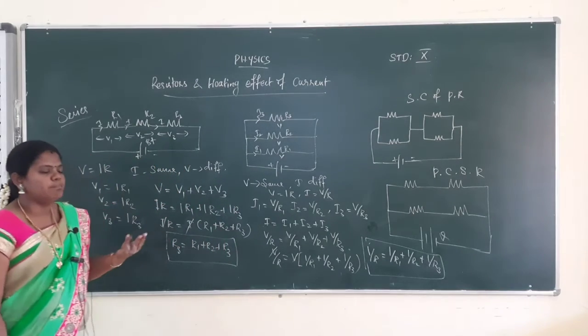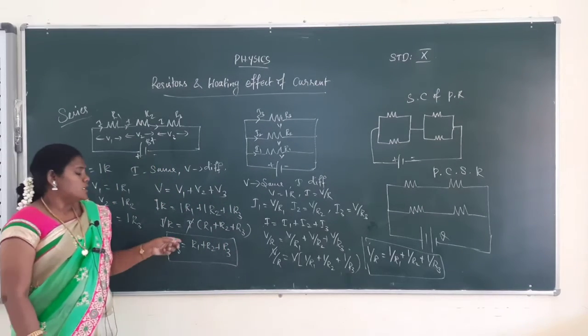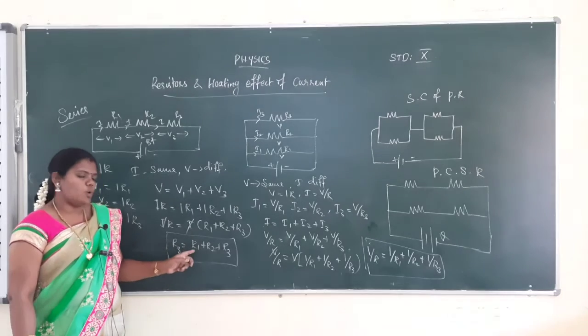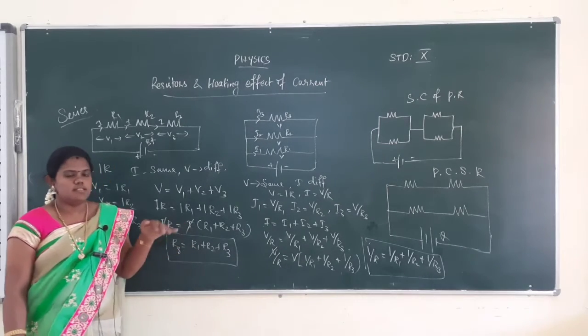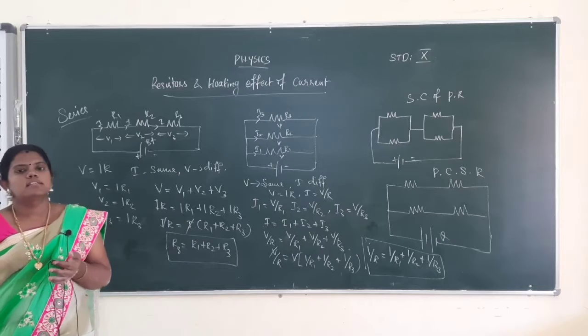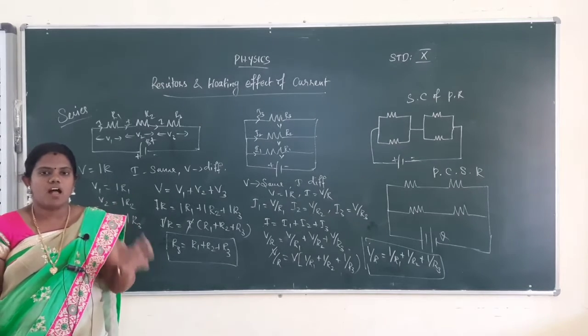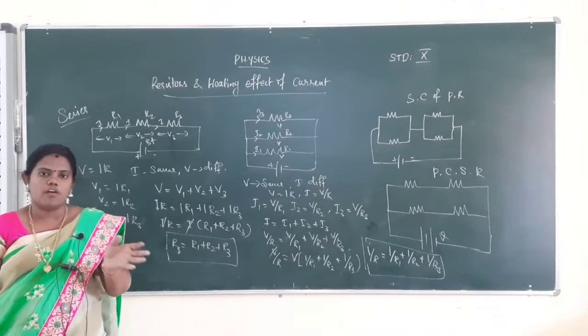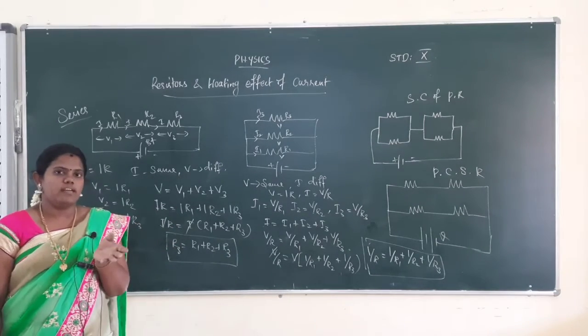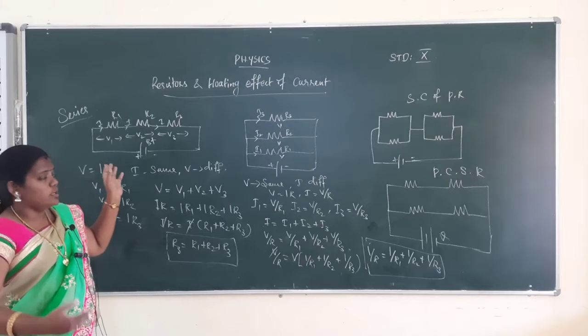And then the third one. Suppose 3 electronic appliances are connected in series. If one appliance is off, all the appliances will be off, and they will not be working. Okay, nothing works.